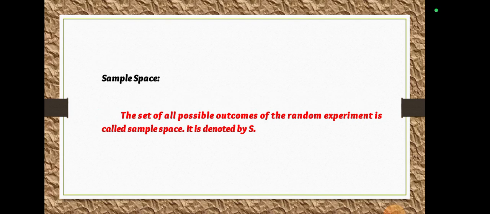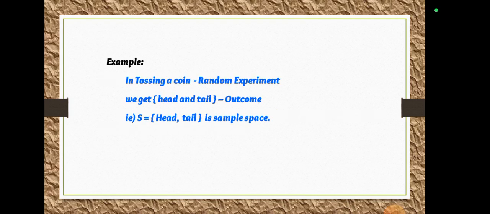Sample space. The set of all possible outcomes of the random experiment is called the sample space. It is denoted by S. Example: tossing a coin is a random experiment. We get head and tail as the result or outcomes. These outcomes are called the sample space. It is represented by the symbol capital S, that is S equal to {head, tail}, called the sample space.